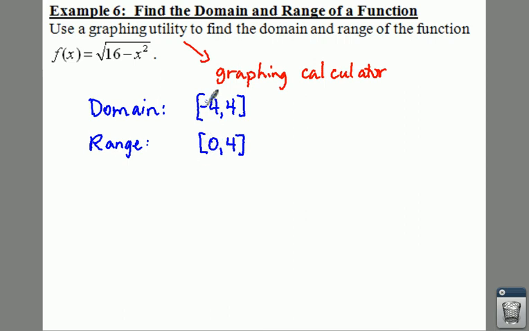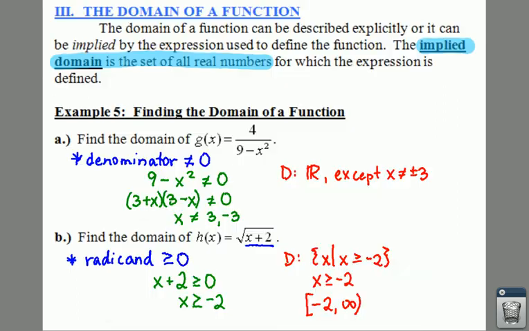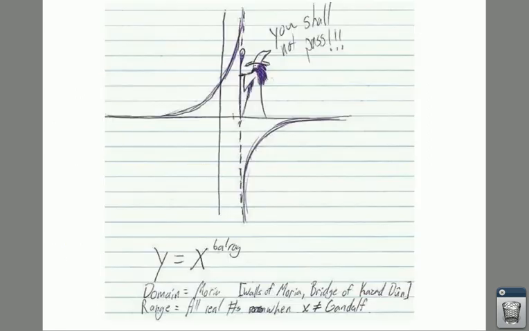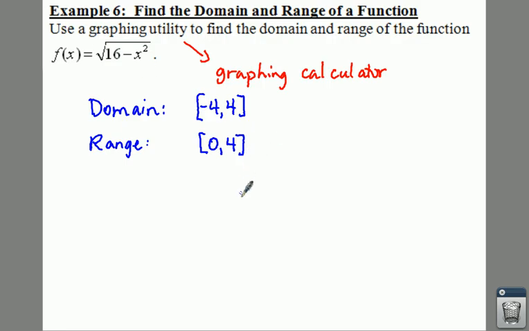Now remember, you have to use the brackets whenever those values are included. If they were not included, so say you have a parabola that goes up and you put infinity, you use parentheses, similar to what we used back over here. Use a parenthesis around infinity because it's not included. It's not an actual number. But if you also have other numbers that are not included, then you would put a parenthesis around it. Otherwise, brackets.